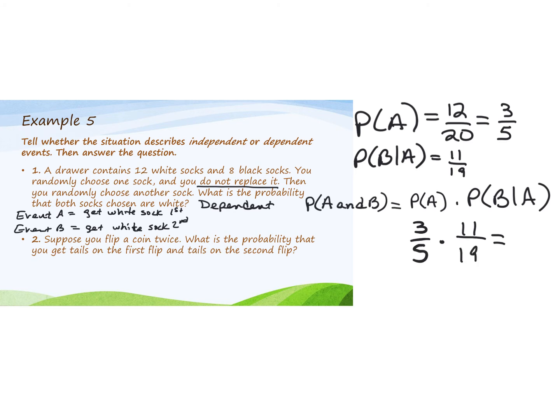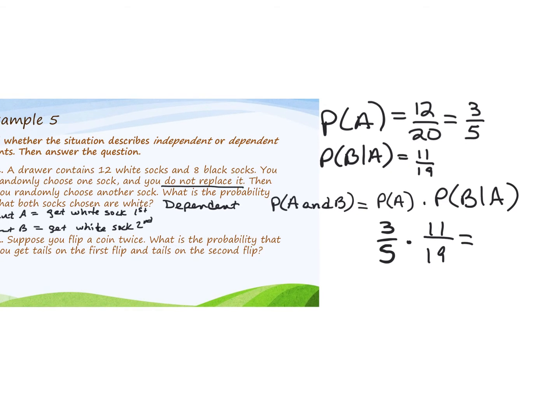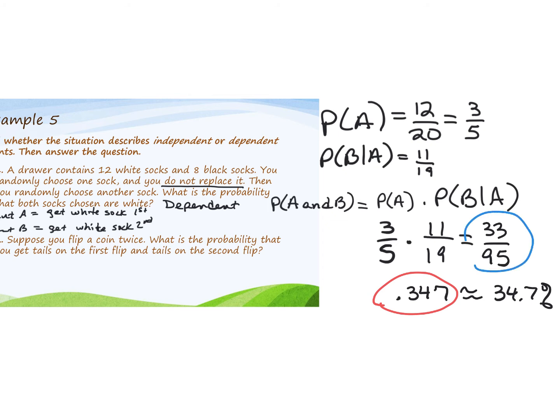Nothing will simplify here. So this will simplify into 33 over 5 times 19, over 95. When I divide that as a decimal, 0.347, and as a percent, 34.7%. So again, recognize it as a decimal, fraction, and percent.